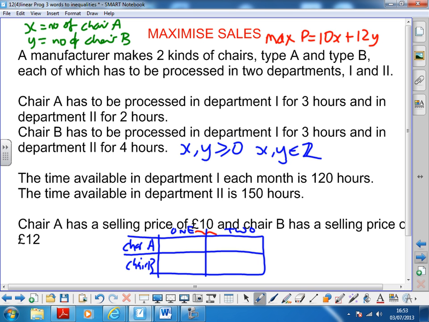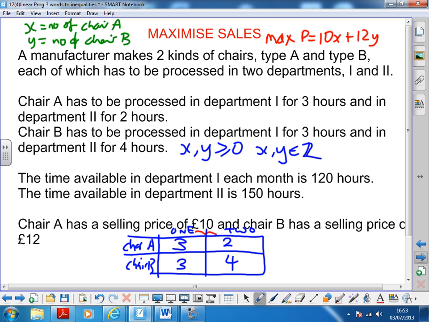Right. So chair A is processed in department 1 for 3 hours and then in department 2 for 2 hours. Chair B is processed in department 1 for 3 hours, and in department 2 for 4 hours. So time available in department 1 each month is 120 hours.